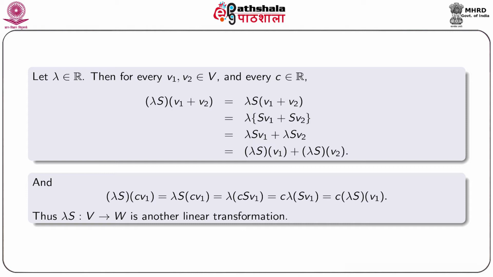And for every scalar C, lambda S operated on C V1 equals lambda times S of C V1, which equals lambda times C times S V1, since S is linear. So, finally, we can write this as C times lambda S operating on V1. Thus, the map lambda S from V to W is another linear transformation.